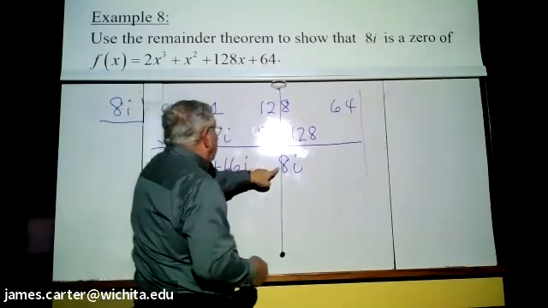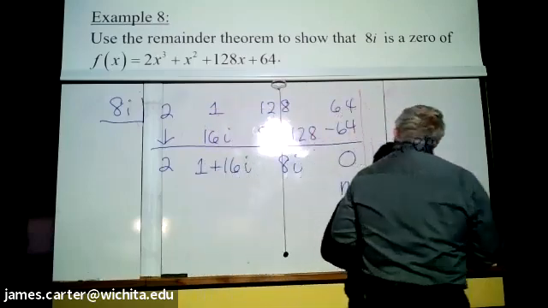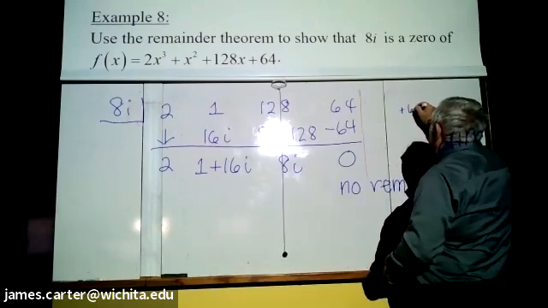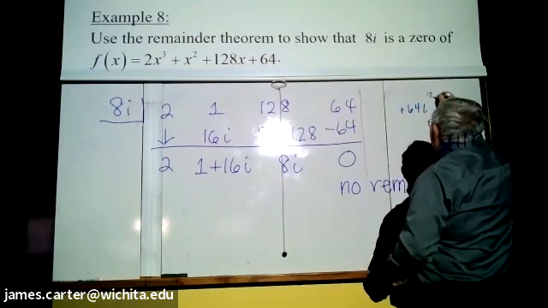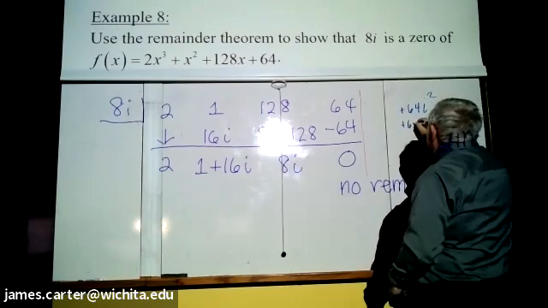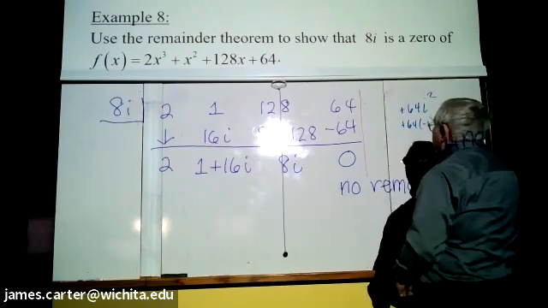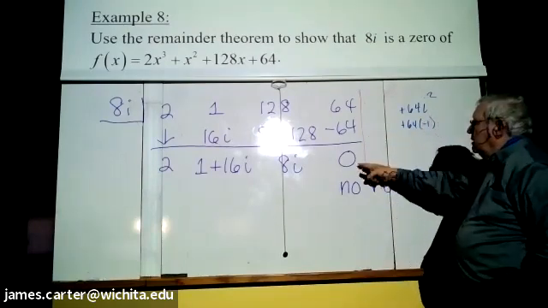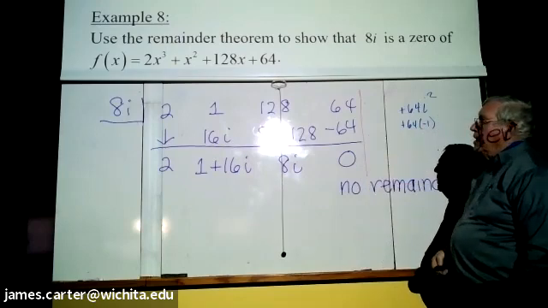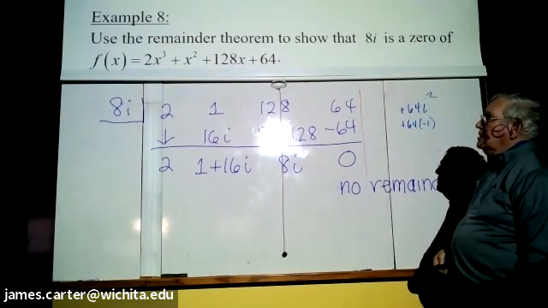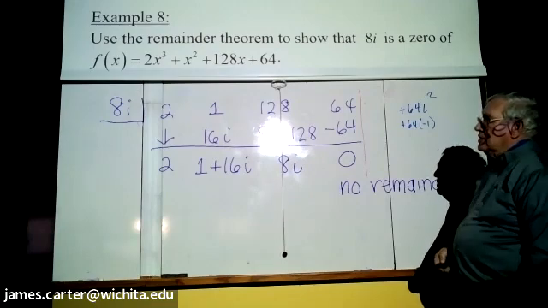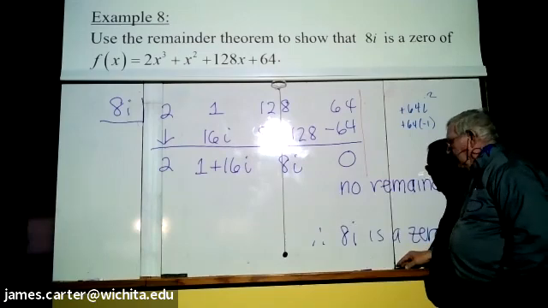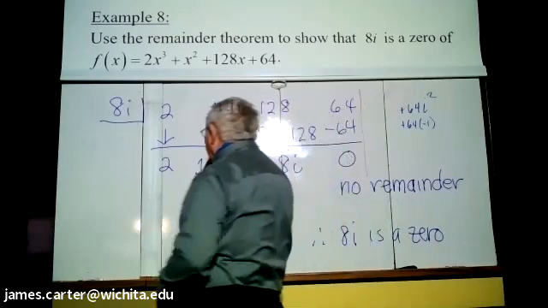Now I take 8i times 8i, which is 64. It's actually positive 64i squared, which is positive 64 times negative 1, which is negative 64. And in this case, I have a 0 remainder. What that means is that 8i is a factor of this equation. Okay, or 8i is a 0 of this equation.